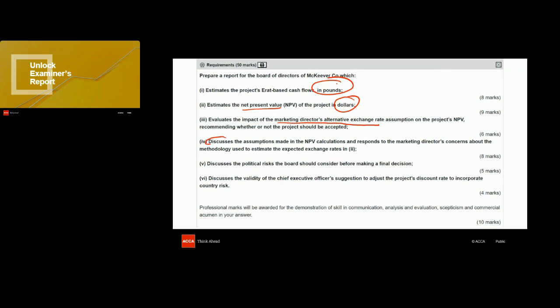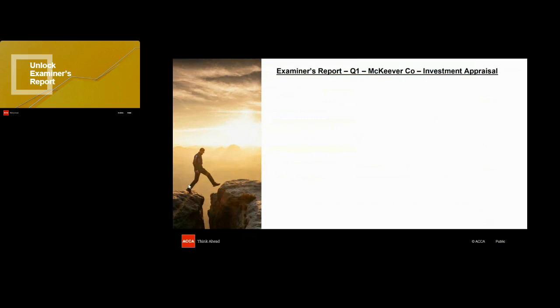You need to discuss the assumptions that are made in the question. You need to discuss the political risk before making a final discussion, and discuss the validity of the CEO's suggestion to adjust the project's discount rate to incorporate the country risk. So we have got country risk, we've got political risk. Those are two different things. They are not the same. So the first question, what are the general observations here?